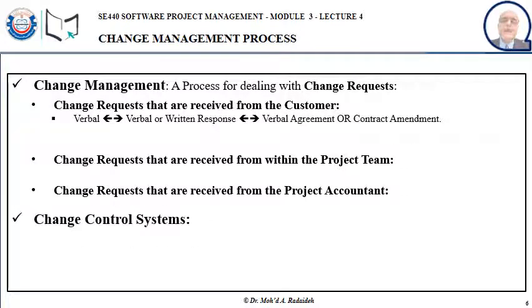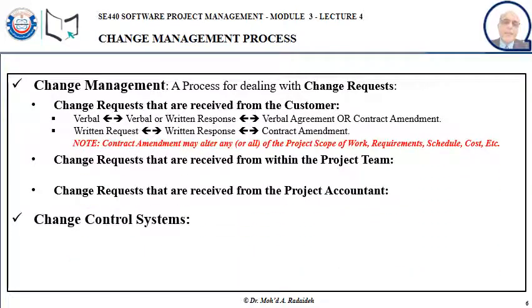Those that come from the customer can be verbal, and in that case, our response should be either verbal or in writing, as well as the agreement with the customer can be verbal or in writing, depending on the situation or the change request itself. If the request comes in writing, then our response indeed must be in writing, as well as if there is a contract amendment, it has to be in writing. Now, a contract amendment supersedes the contract. If there are any differences between the contract and the contract amendment, we just take the version in the contract amendment, whether scope of work, requirements, schedule, etc.